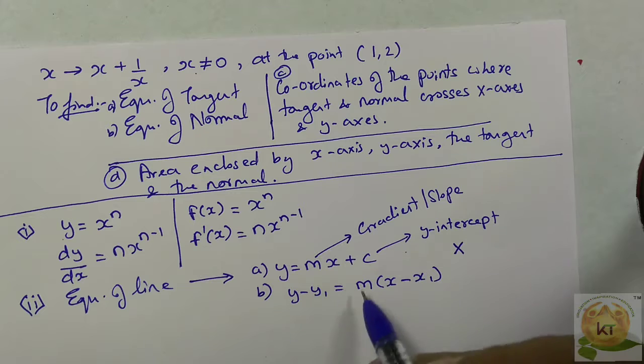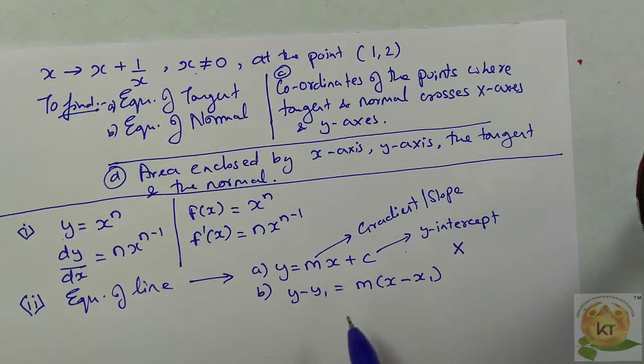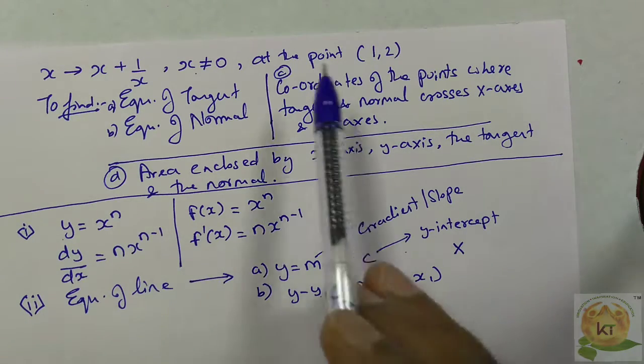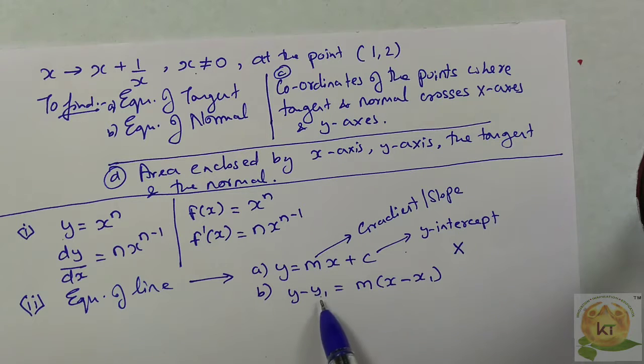So in this particular equation, m stands for gradient, or you can call it slope, and your y1 and x1 are the coordinates, the points through which your line is passing. As they have given you, x plus 1 over x passes through the point 1 comma 2. So that coordinate is given to you. What you are expected to find over here is only the gradient. Okay, so that's the second concept we'll be using in order to determine the equation of a tangent.